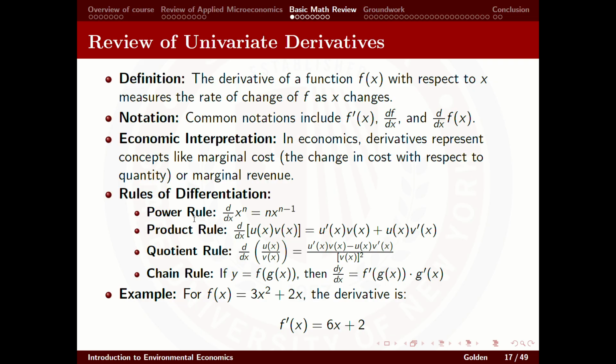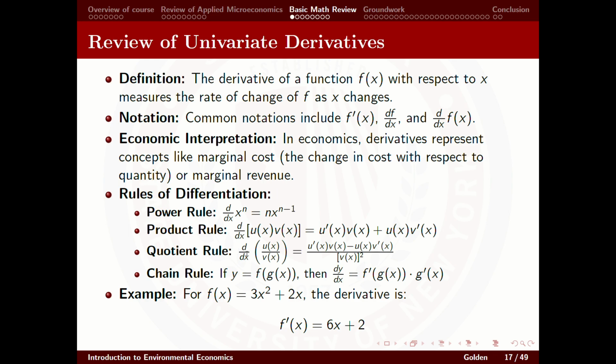As you probably learned in high school or maybe early college, you have the power rule. d/dx of x to the n is n x to the n minus 1. You have the product rule. The derivative of two functions multiplied together is the first derivative times the second plus the second derivative times the first. The quotient rule: the derivative of a function divided by another function is bottom times the derivative of the top minus top times the derivative of the bottom, over the bottom squared.